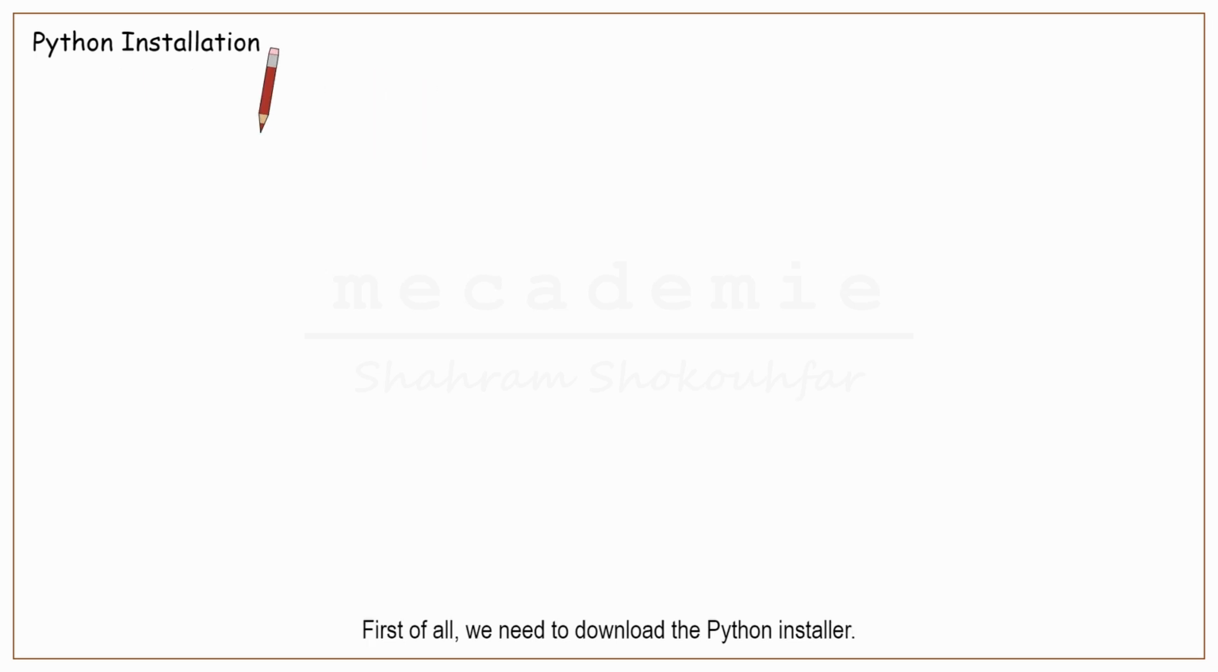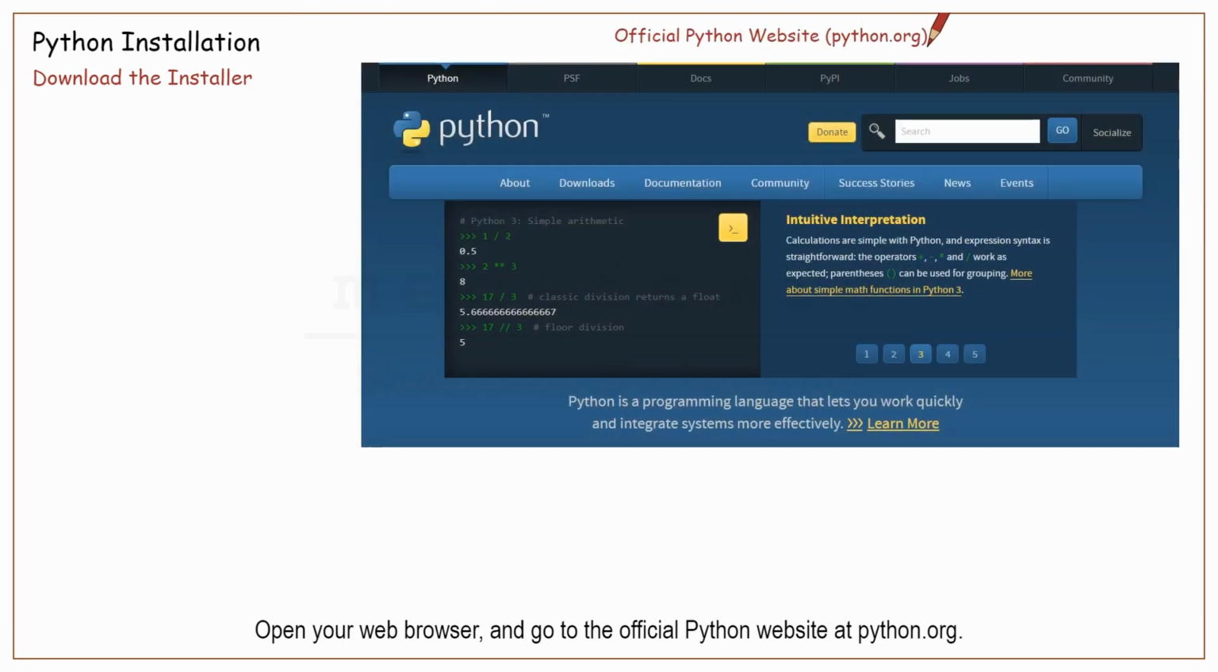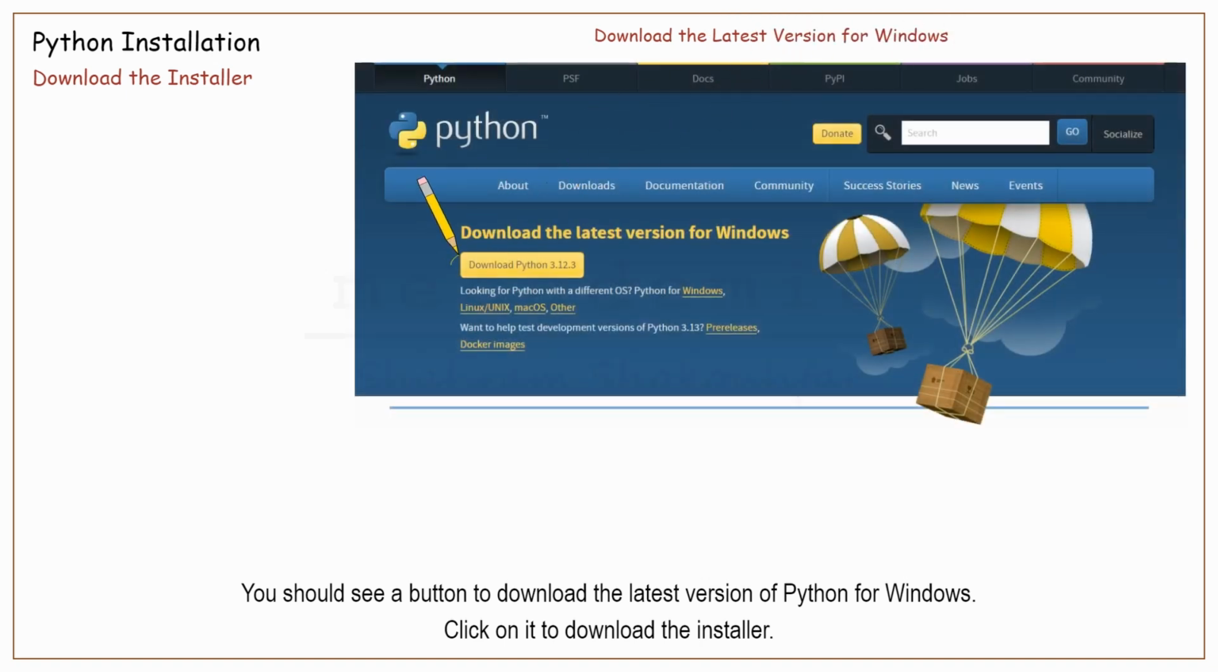First of all, we need to download the Python installer. Open your web browser and go to the official Python website at python.org. Navigate to the Downloads section. You should see a button to download the latest version of Python for Windows. Click on it to download the installer.